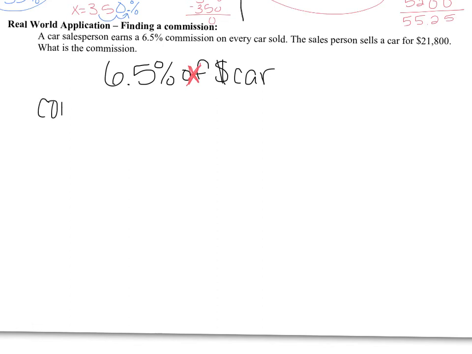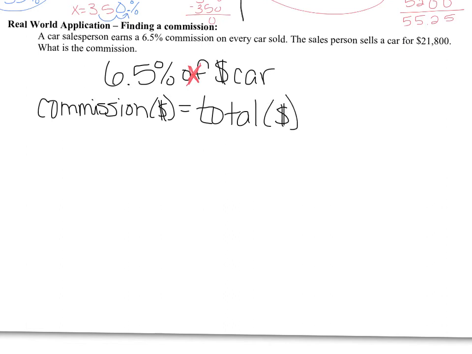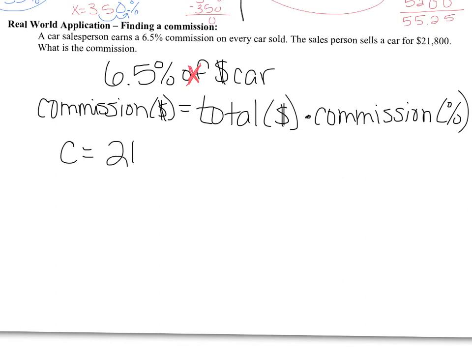So let's write this down. My commission, which is going to be a dollar amount, is equal to the total cost of the car, which is also a dollar amount, times the commission. And you're going to use this same formula for your homework problems. So you're going to take the total times the commission. It says that he sold a car for $21,800. So I'm looking for the commission. The car was $21,800. I'm going to multiply that by his commission, which is 6 5/10%.